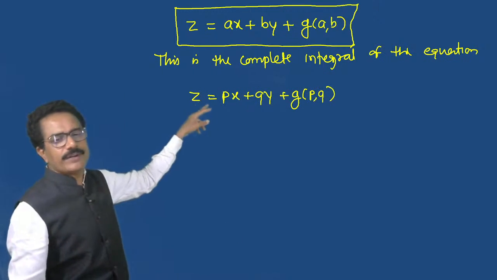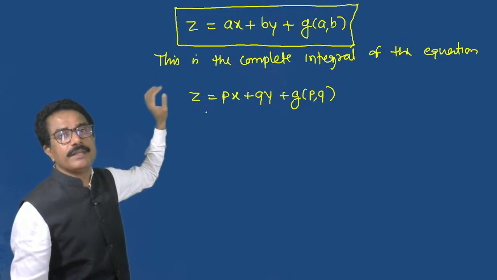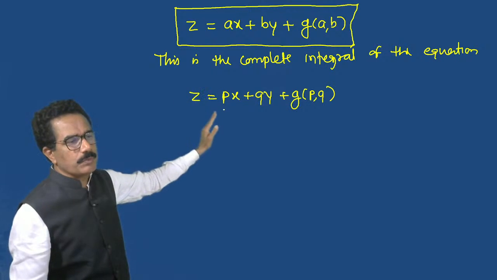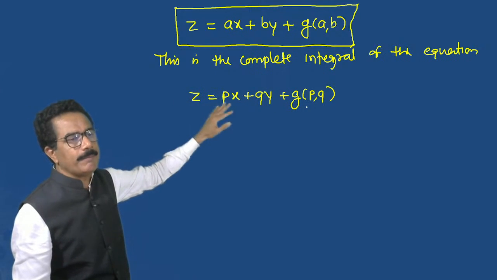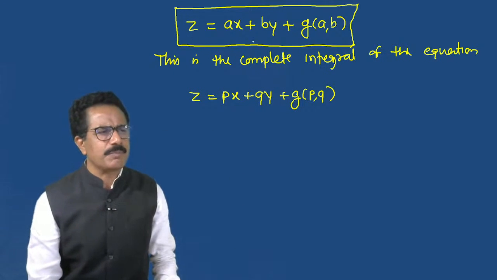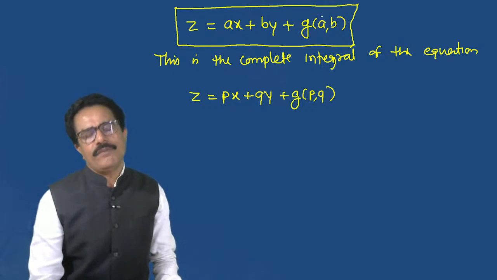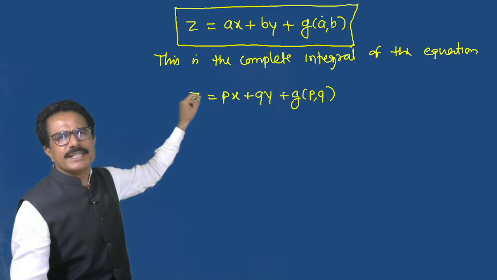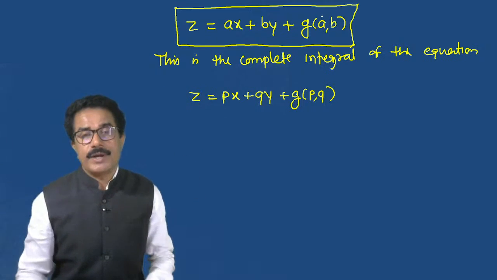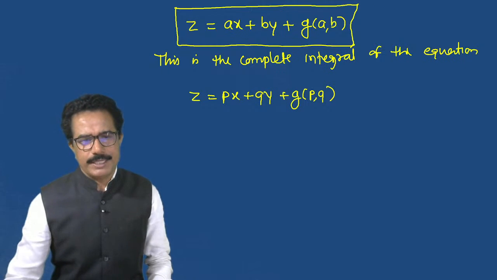If the non-linear differential equation is in the form z = px + qy + g(p, q), then its solution is z = ax + by + g(a, b). That means we can write the direct solution. So this is called a Clairaut equation.